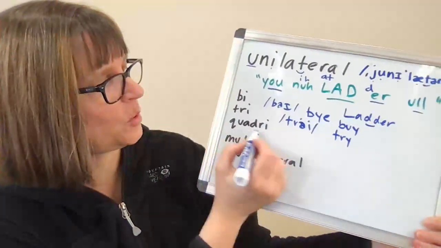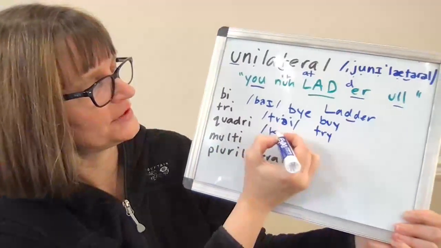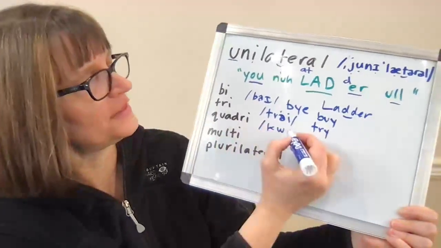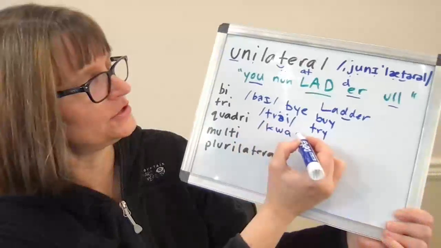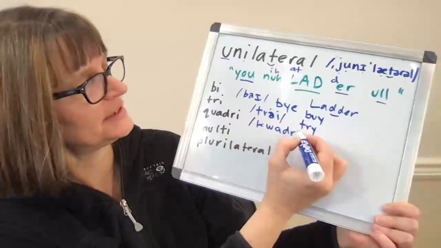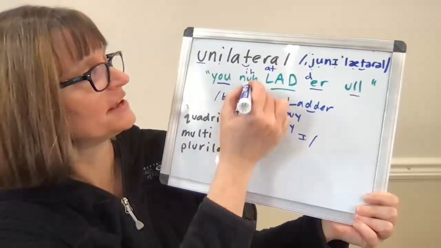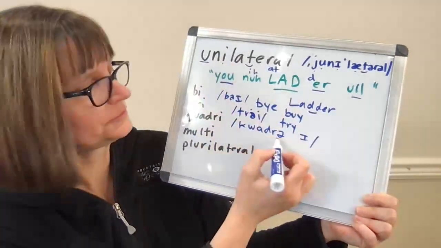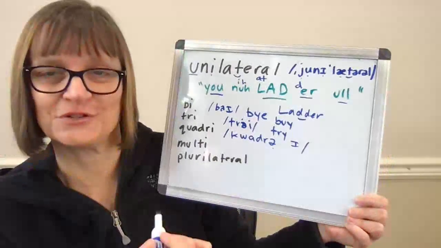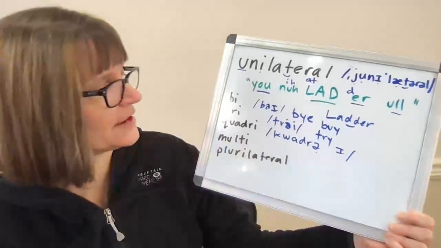Then we have quadrilateral. That has the ah vowel, quad, and then this letter I is either going to be a schwa or an I sound, just like the I in uni. It's going to be a reduced vowel, so very short, quadrilateral.